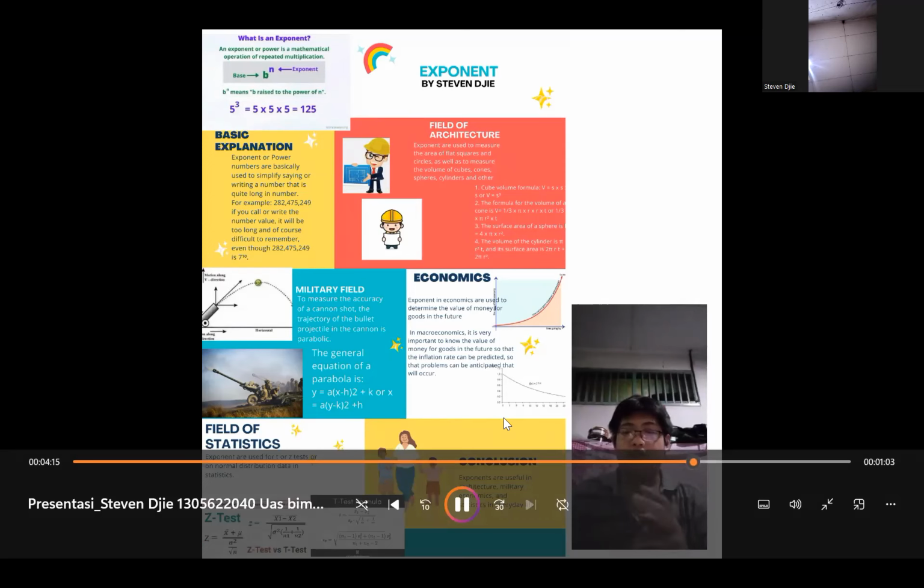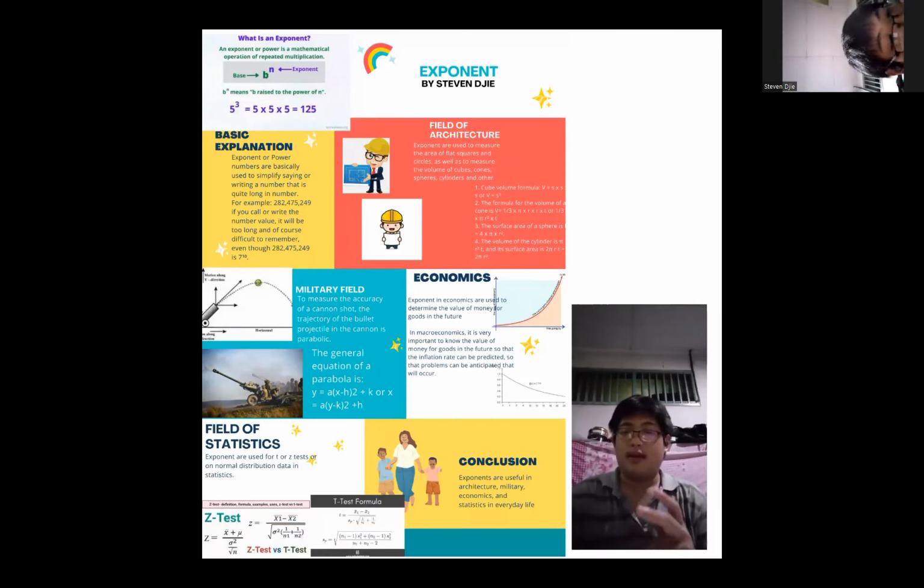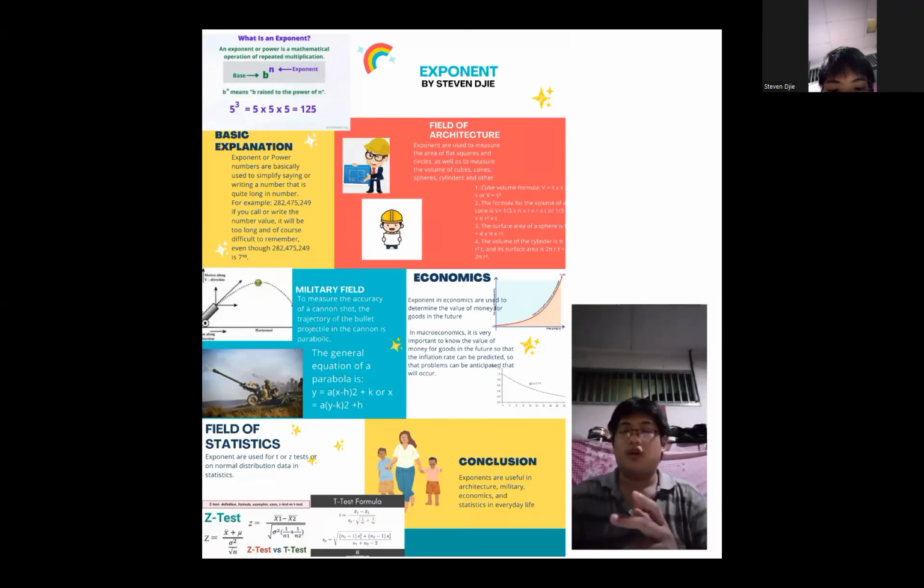Next, we move to the field of statistics. As you can see, there is the formula of the z-table and t-table. Exponents are used for the t or z test or normal distribution data in statistics. It's very important. The formula includes exponents. So exponents are also used in the field of statistics.